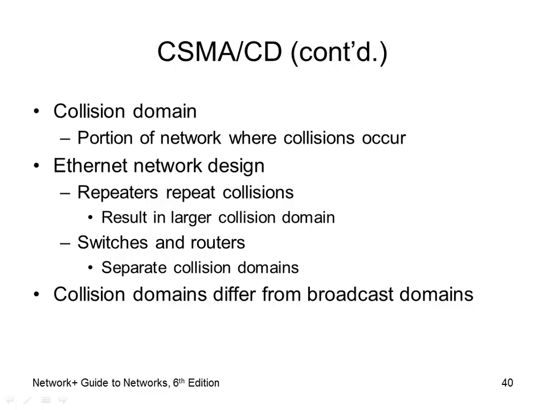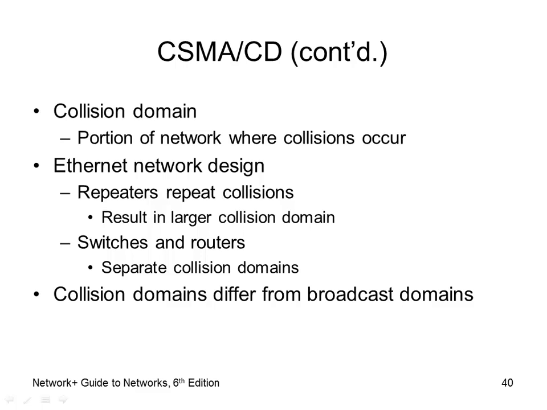So a collision domain is the portion of the network where collisions occur. Repeaters repeat collisions, but switches and routers separate collision domains. That is why we don't use hubs anymore, we use switches. Remember I told y'all a hub just sends out whatever it hears, but a switch actually listens and only sends data to the port that it wants.